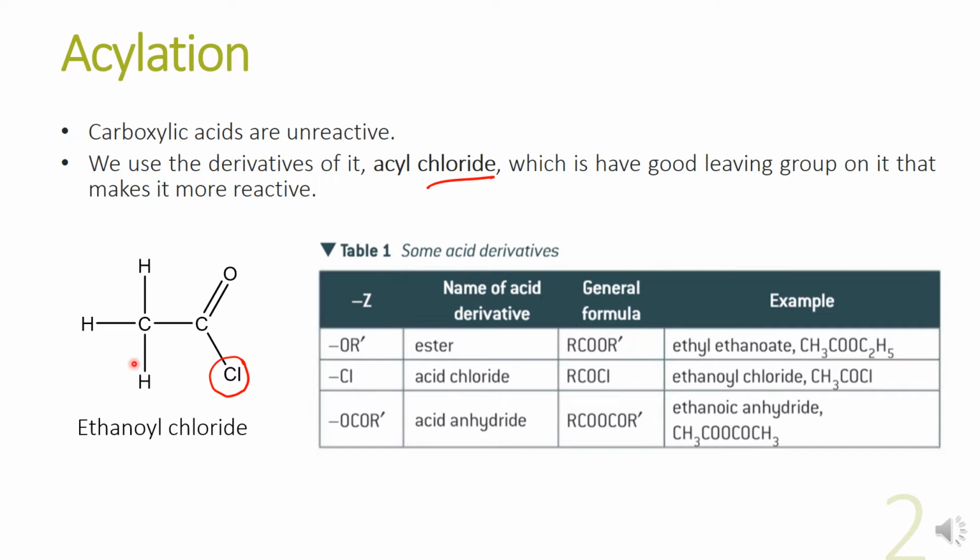And so this compound is called ethanoyl chloride. Ethan because it consists of two carbons, and then the suffix will be oyl, and then the name of the halide ion attached to it.